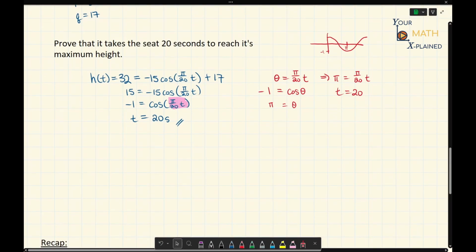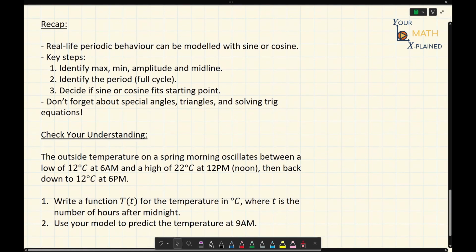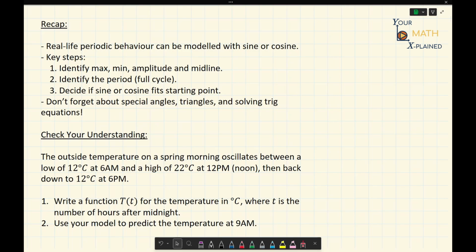And now let's go ahead and do a quick recap of everything that we covered in this video. We went through a couple of real-life periodic behaviors that can be modeled with sine or cosine. And the key steps to finding that particular function is to first identify the max, the min, the amplitude, and the midline. And then we want to identify the period, or in other words, how long it takes to complete one full cycle. And thirdly, we want to decide if we want to use sine or cosine to fit the starting point. And we also saw that either one works, it's just that one of them may be simpler than the other. And finally, don't forget about your special angles and triangles and how to solve trig equations because they still come up.